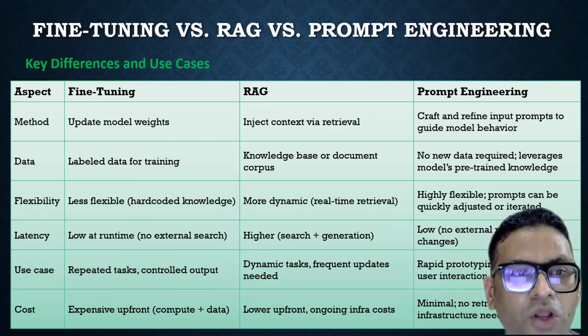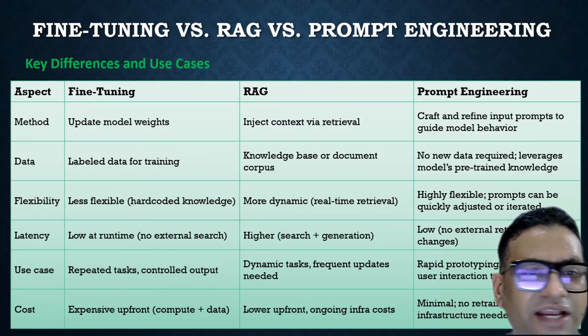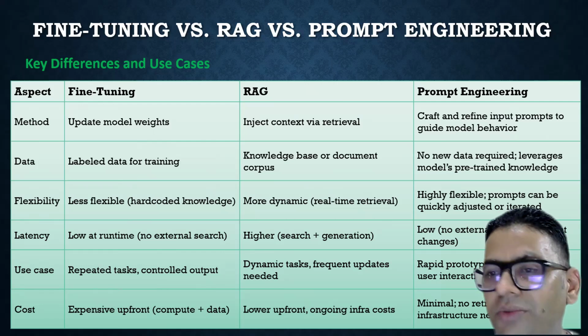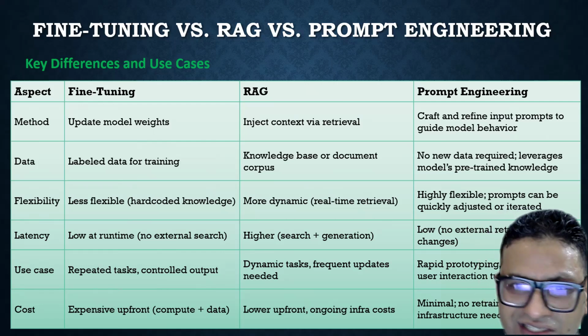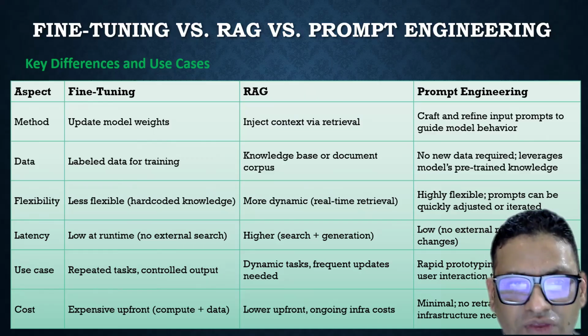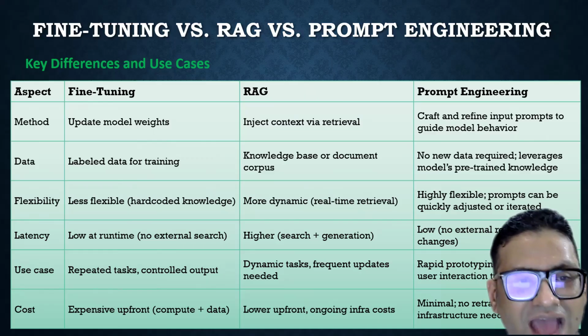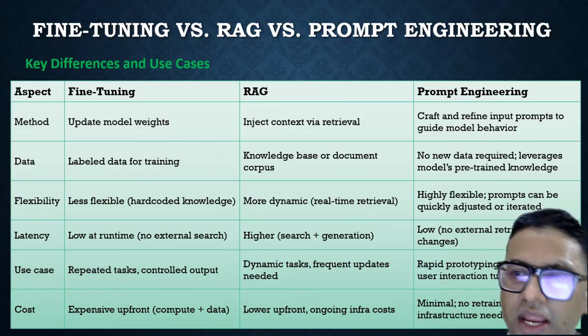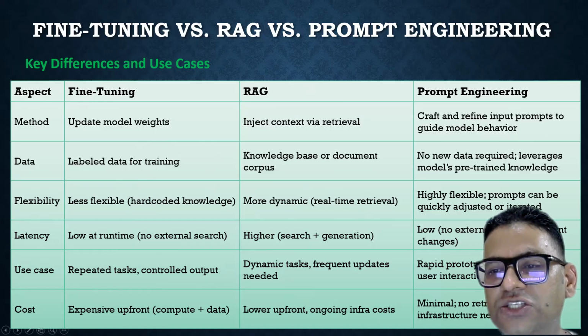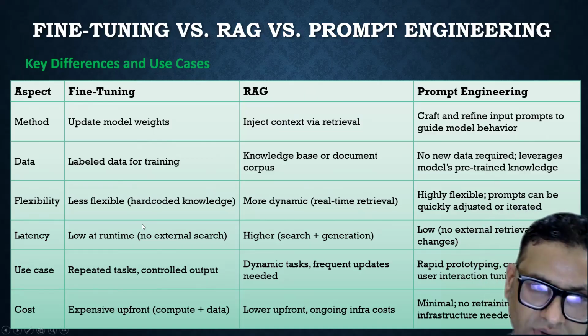Right? So data. For fine tuning, we need labeled data for training. But in RAG, we just need a knowledge base or document corpus, which I have covered in my tutorial series. You can watch that and see the difference, because in fine tuning, as I mentioned, we use supervised learning where we have to have labeled data. In prompt engineering, we don't need any data. We just need an intelligent way to design our prompt.